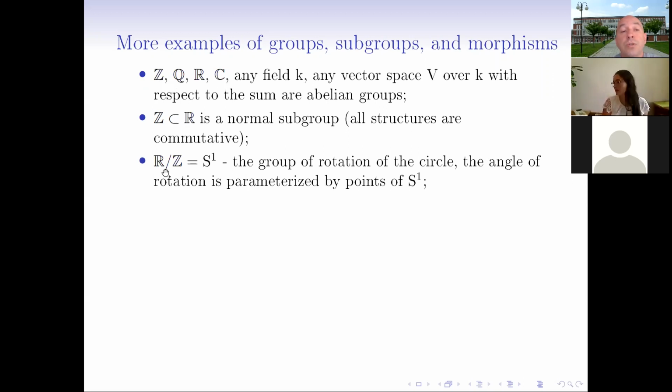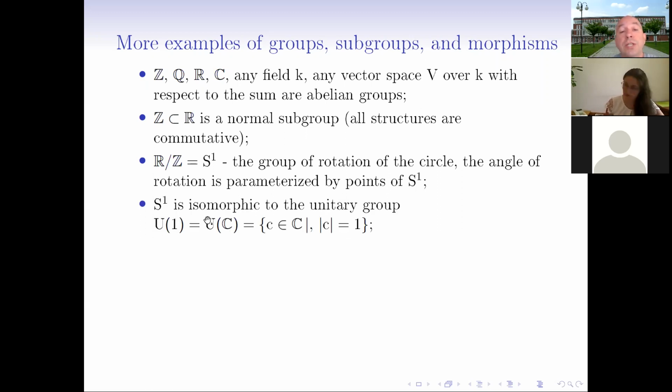If you consider the quotient of R by Z, it's S1, the group of rotations of the circle. The angle of rotation is parameterized by points of the circle, because the angle of rotation is actually some element between 0 and 2 pi, but 2 pi is the same as 0. So we should quotient, mod out by integers.